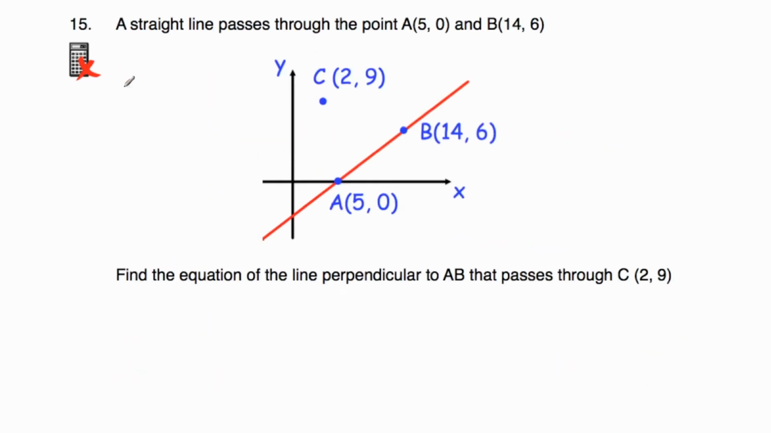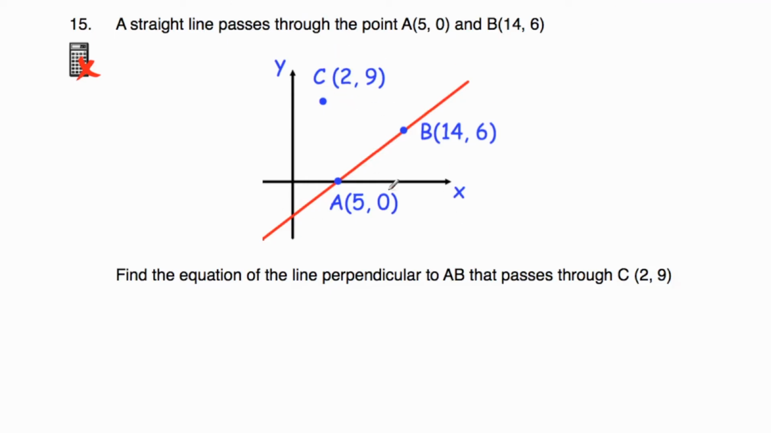Okay, question number 15. So question number 15 says, a straight line passes through the points 5, 0 and 14, 6. So these 2 points. And we've been asked to find the equation of the line L that is perpendicular to AB. So it crosses AB at right angles and passes through the point 2, 9. Okay, so what we need to do first of all is to work out the gradient of this line. If we can work out the gradient of this red line that's shown here for us that passes through AB, then we can do the negative reciprocal to get the gradient of the perpendicular line, and then we can use the point to work out where it crosses the y-axis. That would help us find the equation.